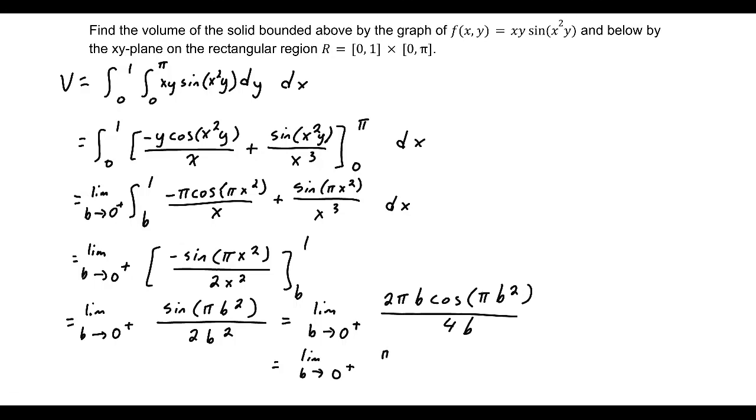of π over 2 multiplied by cos(πb²). And if we take that limit, this will be equal to π over 2. And so our volume of that region, bounded above by f(x,y) and below by the xy plane, is equal to π over 2.